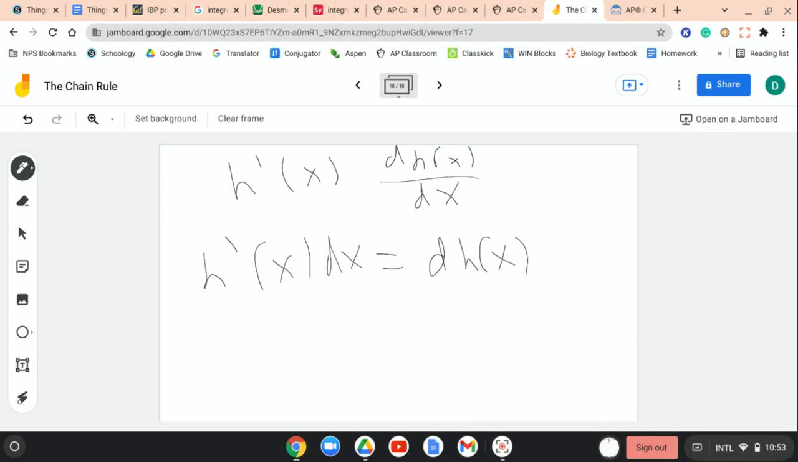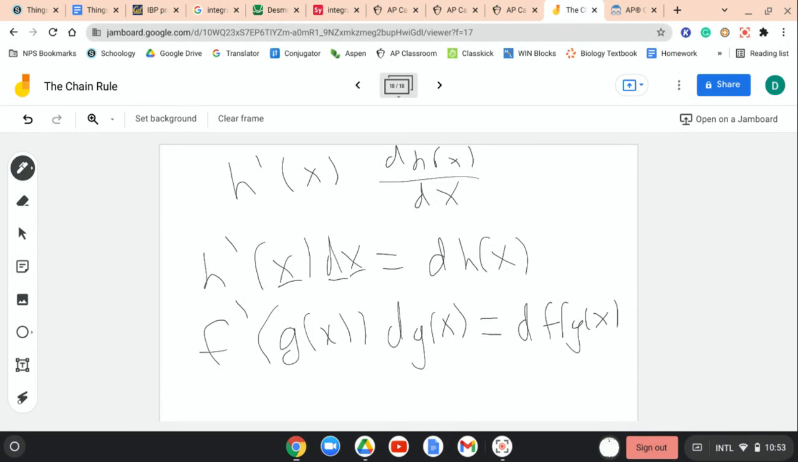So all we have to do is translate this definition to our new function. All right, so our new function is f that takes in inputs g of x. So f prime of our input, instead of x is now g of x, times the tiny change to our input, and our input is now g of x, so dg of x, equals the tiny change to our output, f of g of x. And look, from this equation here, we know that the tiny change to any function is equal to the derivative of that function times the tiny change in its input.